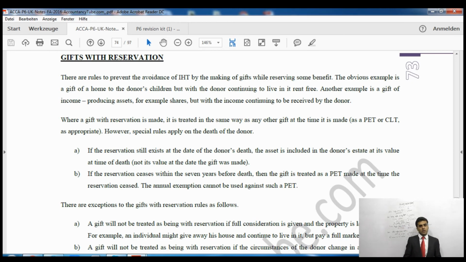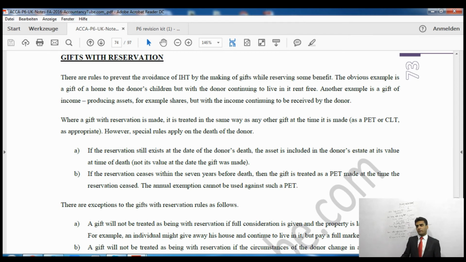So if I do so, that will not be considered as a potentially exempt transfer, because normally if there is a transfer from one individual to another individual, it is called a potentially exempt transfer. Whereas if I made the gift to my son or to another individual, and I continue to live in that property, then it will be gift with reservation. So it will not be a PET, it will be included in my death estate.